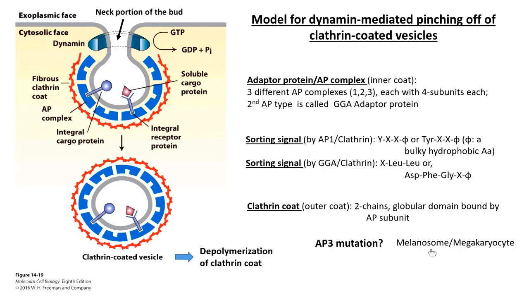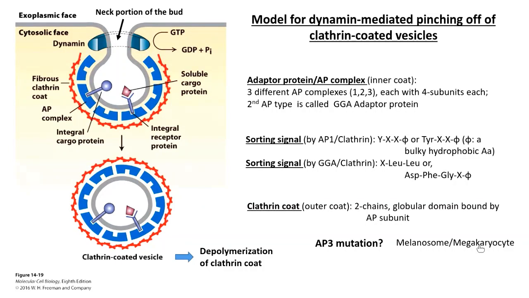So AP3 in particular helps in the delivery of proteins to melanosomes, which contain the black pigment melanin, and to the platelet storage vesicle in megakaryocytes. That is, the megakaryocytes are the locations where the platelets are accumulated. Okay, so these are large cells that fragment into dozens of platelets.